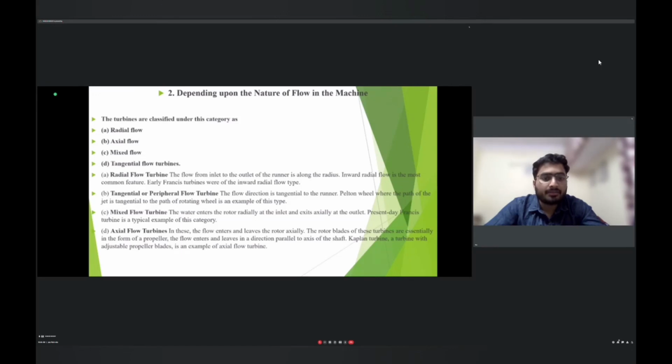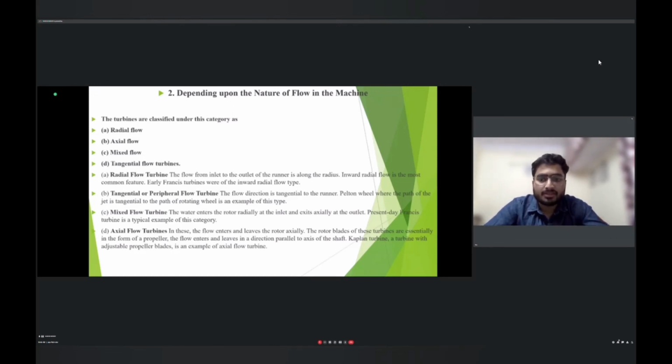Pelton wheel, where the path of the jet is tangential to the path of the rotating wheel, is an example of this type. The third one is the mixed flow turbine. The water enters the rotor radially at the inlet and exits axially at the outlet. Present day Francis turbine is a typical example of this category.